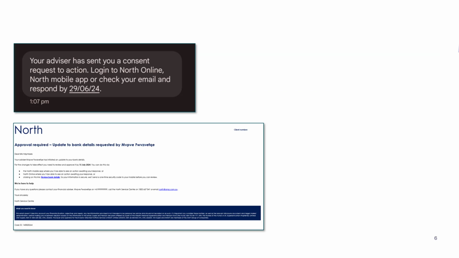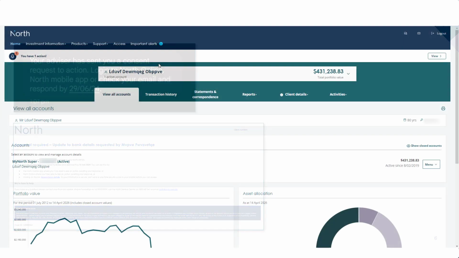Where your client has only an email address or mobile number, they will be sent a message informing them a consent request is awaiting their action, and this can be accessed via North Online mobile app or North Online. Where your client has both an email and mobile, they'll be notified via email and SMS. Again, your client can action the consent request via the North mobile app, North Online, or by clicking on the link in the email with the option to approve or decline the digital consent request.